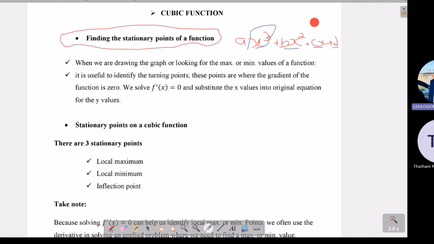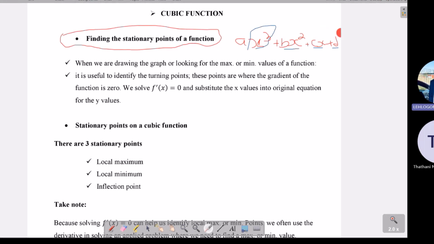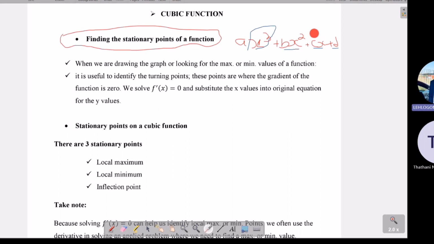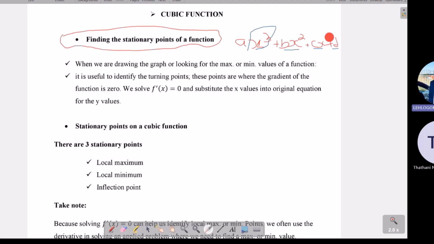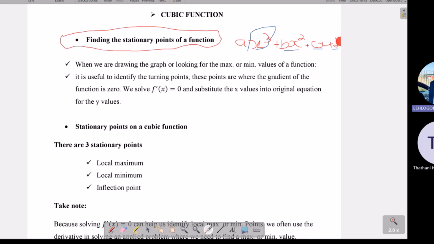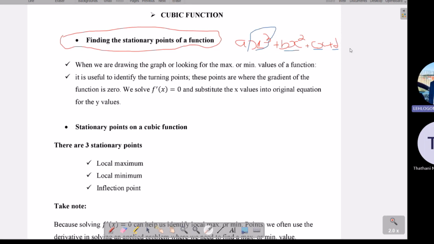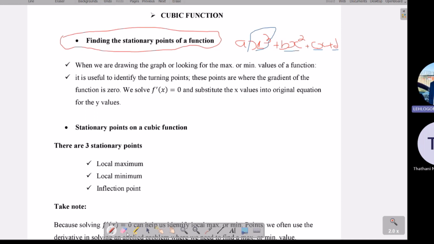Then we go to the third part, cx. If x has nothing written, it means it's just to the power of 1. Then we have 1 multiplied by the value c, and the exponent 1 we minus by 1. And then d, which is the constant or just a value, becomes 0. We write 0 on its own. From there, we simplify what we have found so that we can get to our derived equation.